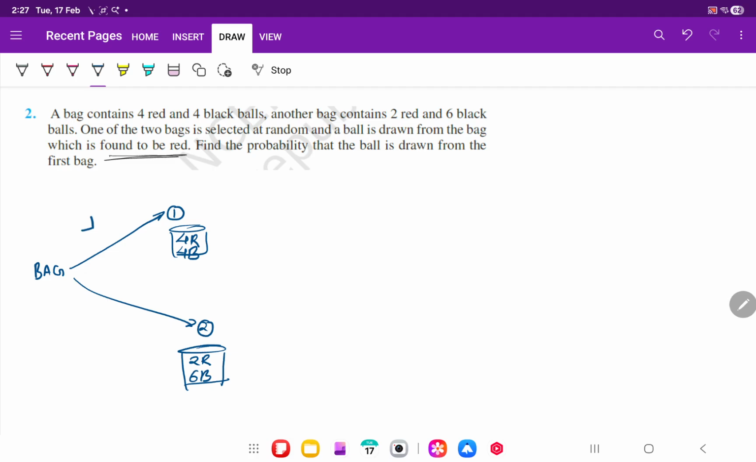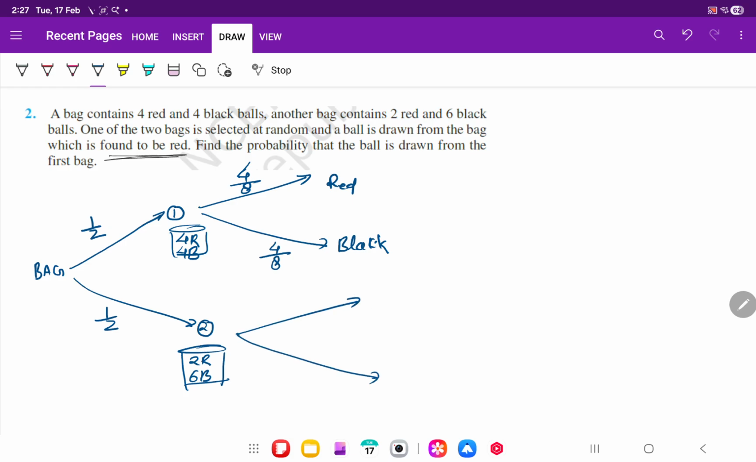The probability is equal to select the first bag or the second bag. Now they are saying one of the two bags is selected at random, so that is 1 by 2, 1 by 2, and a ball is pulled. So it may be red or it may be black. Red ball means 4 out of 8. Total balls are 8. And for black it is also 4 by 8. Probability is favorable by total.